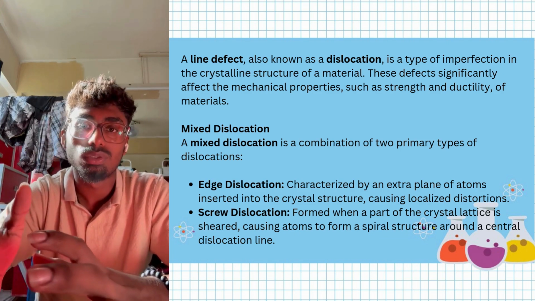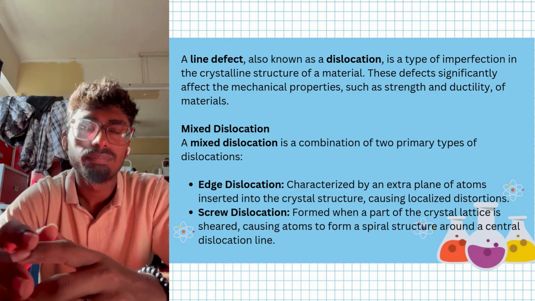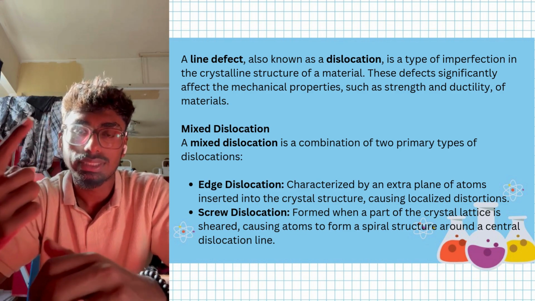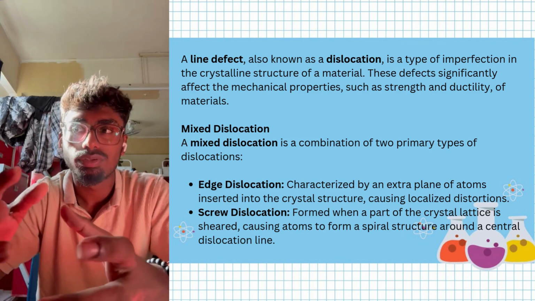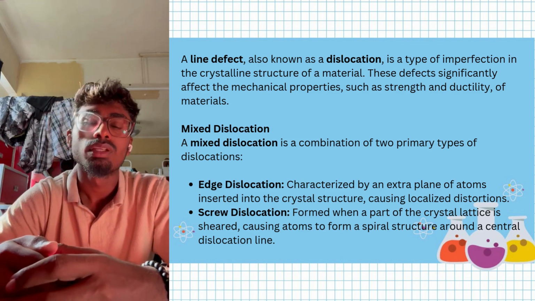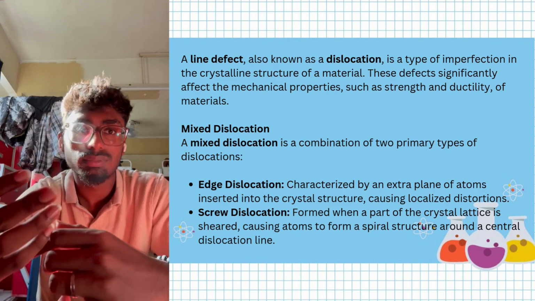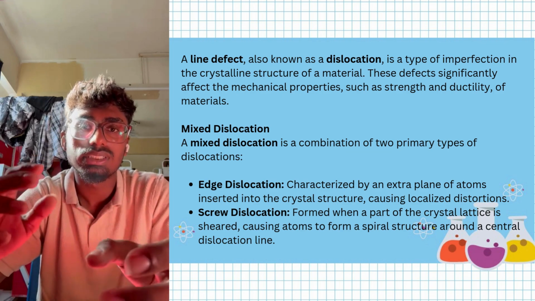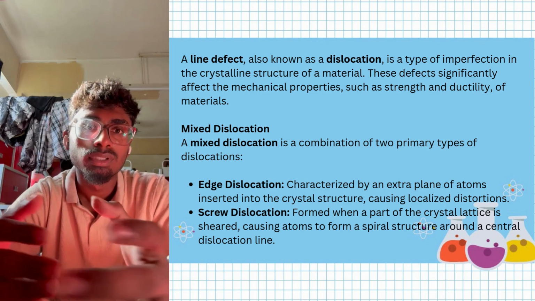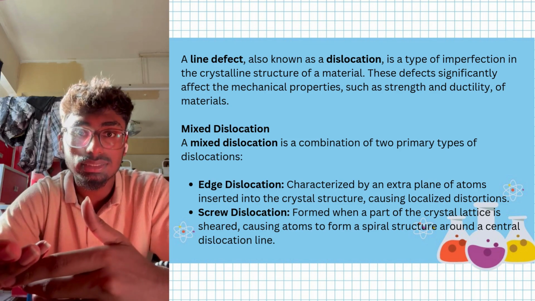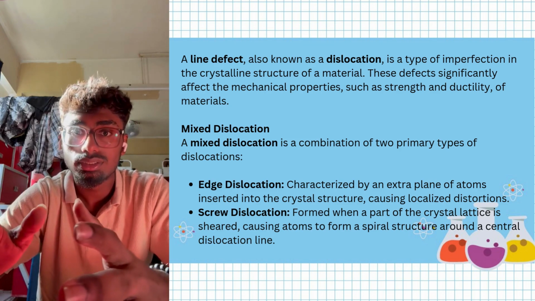So what is a mixed dislocation? A mixed dislocation is a combination of two dislocation types: one is edge, another is screw. Let's be specific. What is edge? What is screw? At first, let's talk about edge. An edge dislocation is characterized by an extra plane of atoms inserted into the crystal structure, and this will cause localized distortions. So this is an edge dislocation.